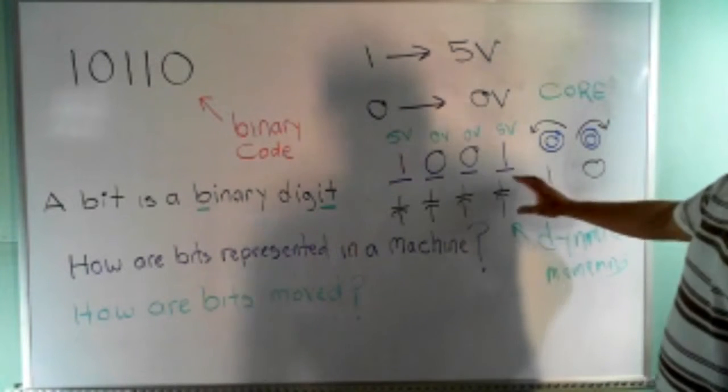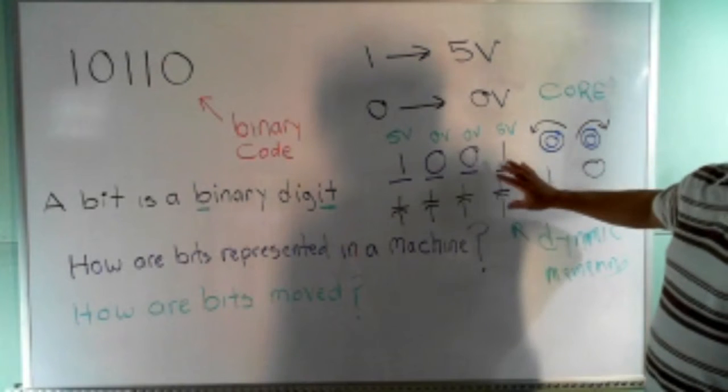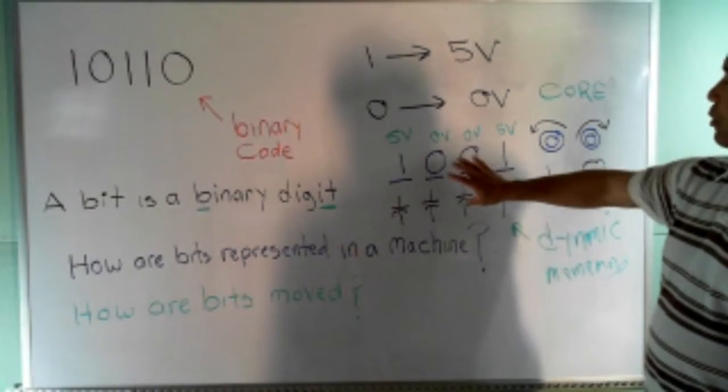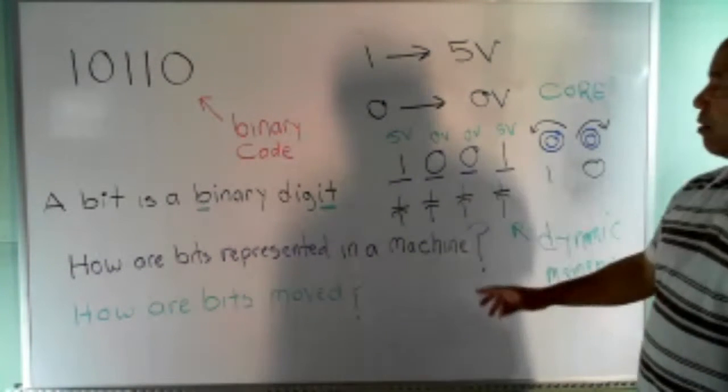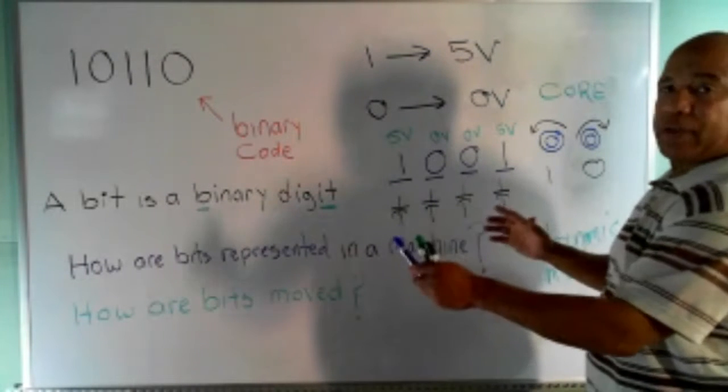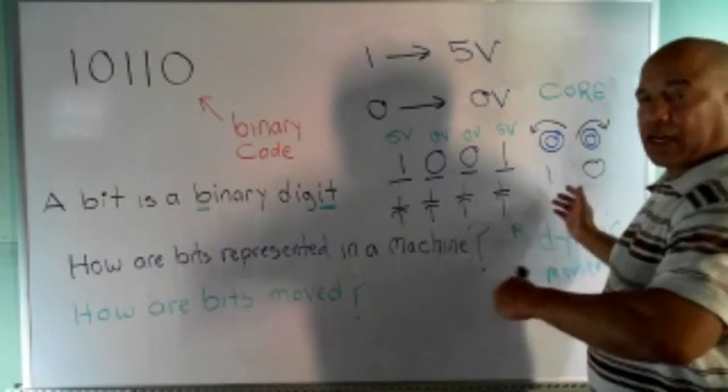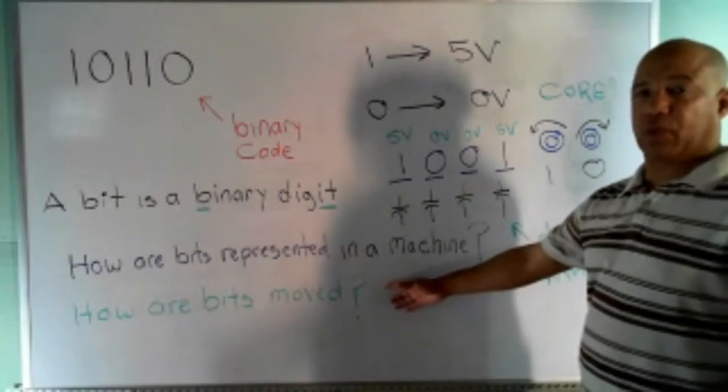But notice here, we're storing these values. We're storing zeros or ones, either electrically or magnetically. So I want to talk about, okay, once we get these zeros and ones stored, they can't stay in one place. We've got to be able to move them around. So how do we move digital information?